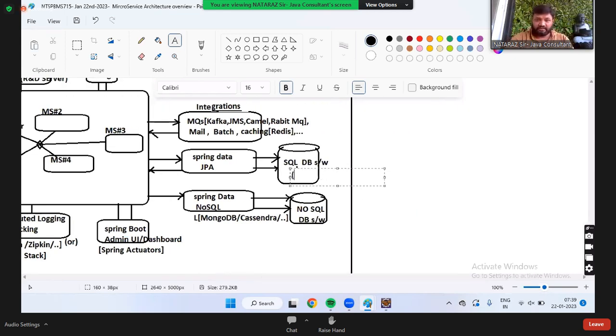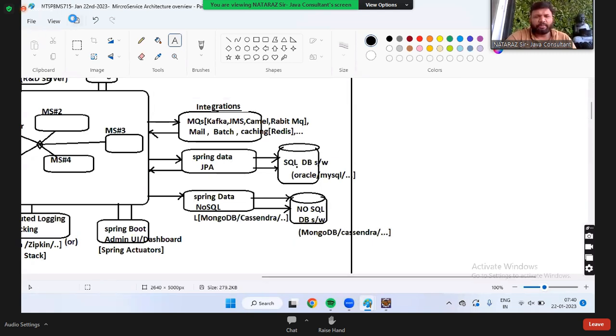When I say Oracle or MySQL, that is SQL. Here, what is this? MongoDB or Cassandra. Everyone getting my point there or not?